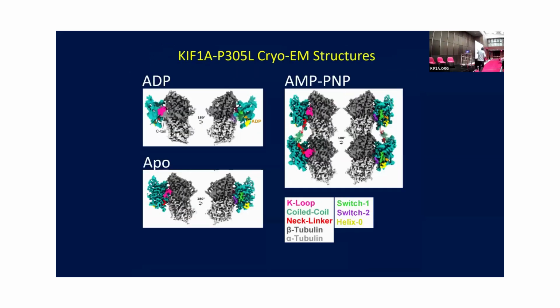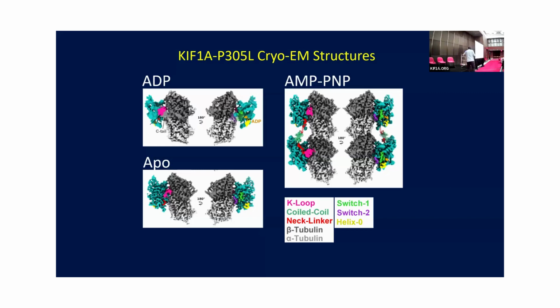So we did the same with P305L, and we basically see the same conditions as the wild type. Like in this condition, we see only one head bound. In AMPPNP, we see the two heads bound. However, as has been reported by other people, the binding is very, very weak. We have to put a lot of kinesin close to the microtubule in order to even see it bound to the microtubule. So the affinity of this protein for the microtubule is a lot lower, and this is caused just by this mutation, P305L.